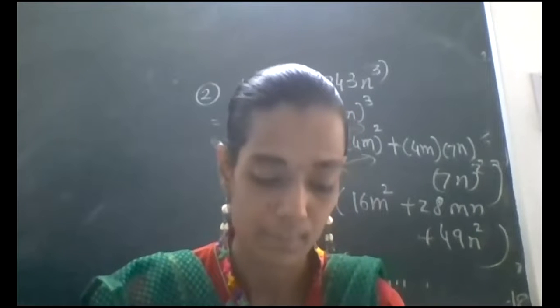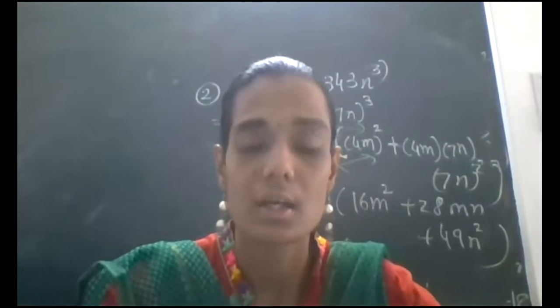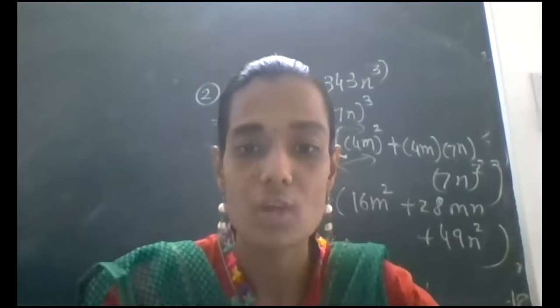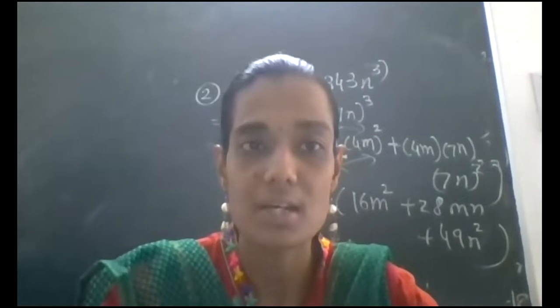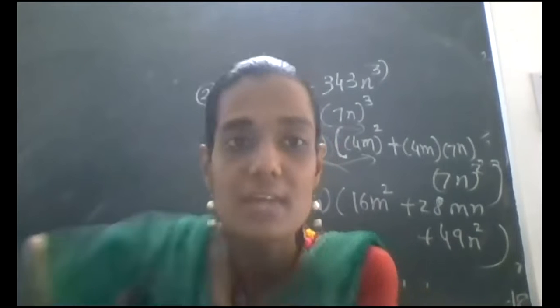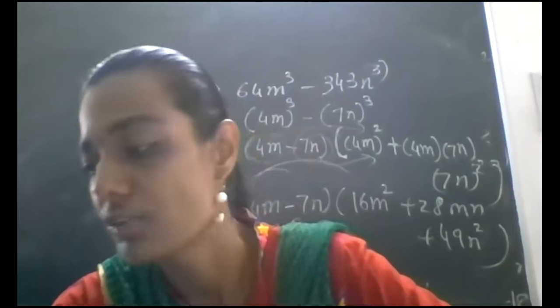Now next, the third consecutive multiple of 8 will become 8x plus 16. To keep 8, 1 times 8 is 8 and 8 times 2 is 16. So the next will come after 16. So 3 is there.